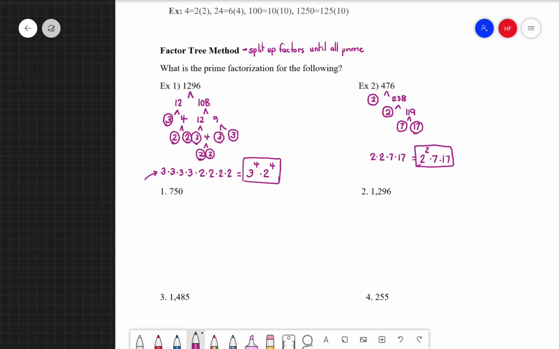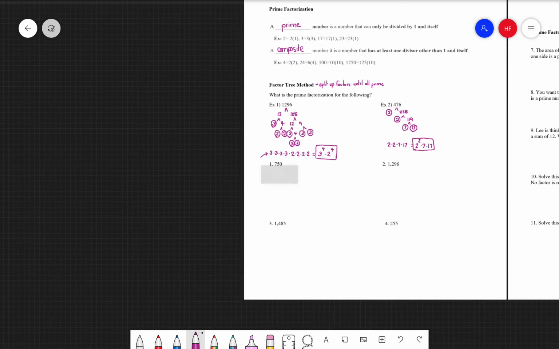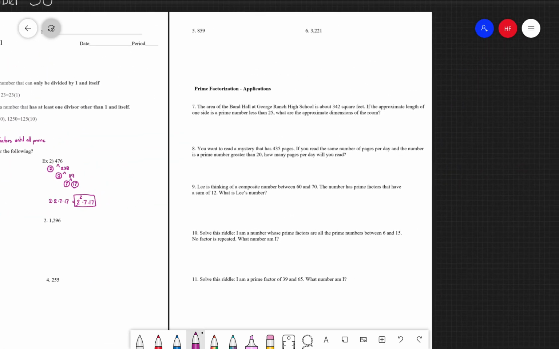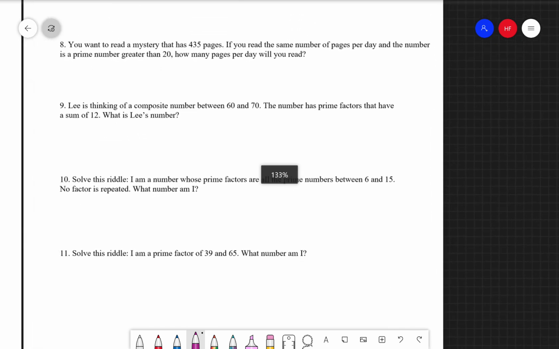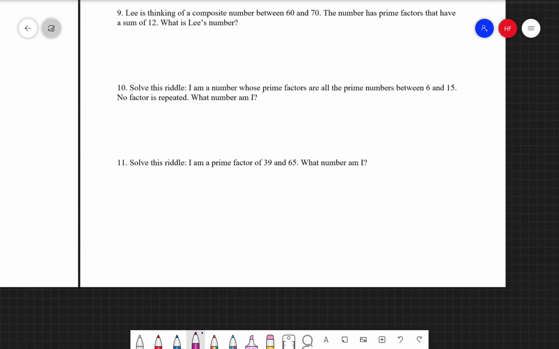Then you guys will do the factor tree method on 1 through 6. And here are some application problems using prime numbers, and we're going to do 10 and 11 together.